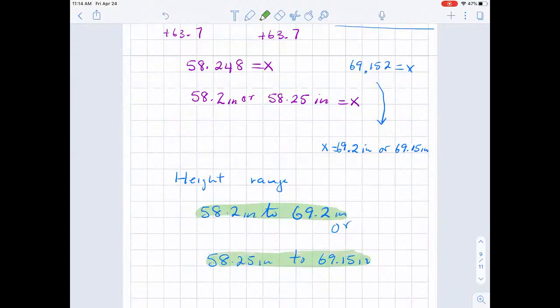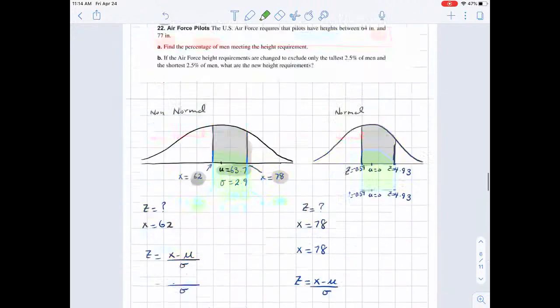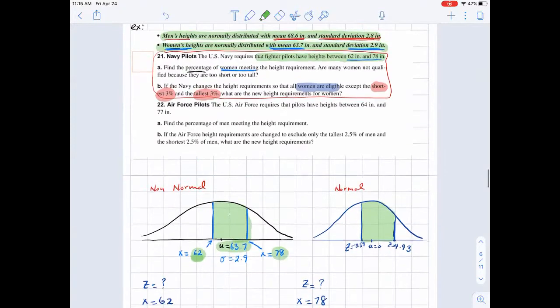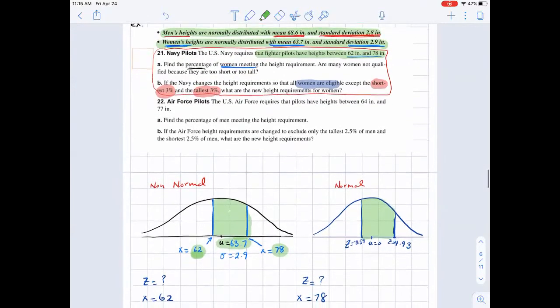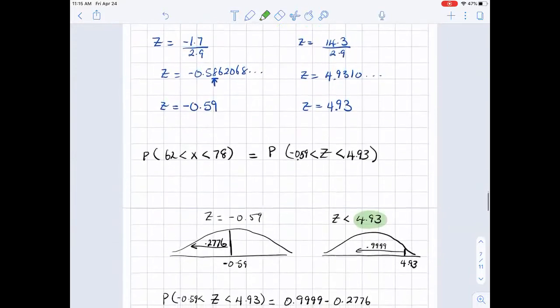So where do you stand a better chance? Do you stand a better chance with the bottom 3% and the top 3% exempt, or anyone who is between 62 to 78 inches? You should be able to answer that question. These are all questions that can be asked. Questions, guys?